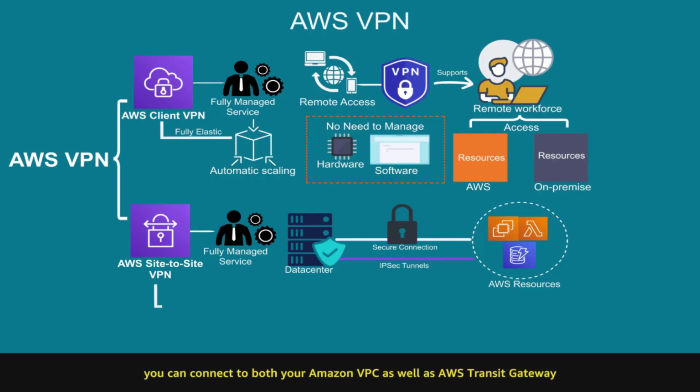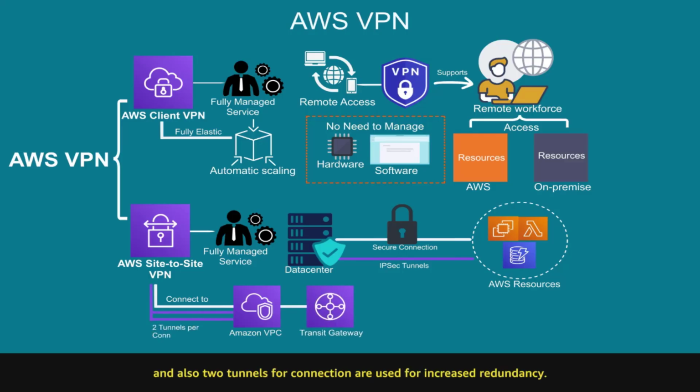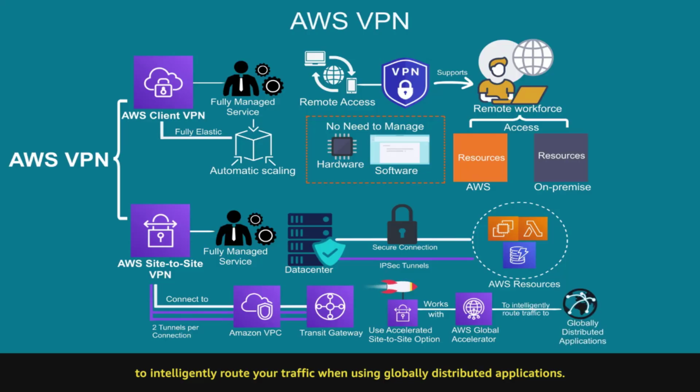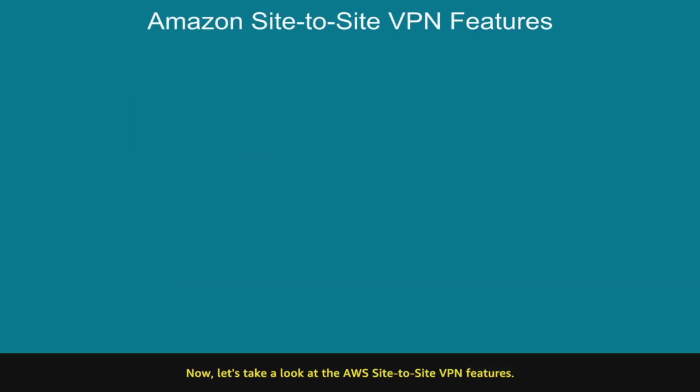When using Site-to-Site VPN, you can connect to both your Amazon VPC as well as AWS Transit Gateway, and also 2 tunnels per connection are used for increased redundancy. Use the accelerated Site-to-Site VPN option to provide better performance by working with AWS Global Accelerator to intelligently route your traffic when using globally distributed applications.